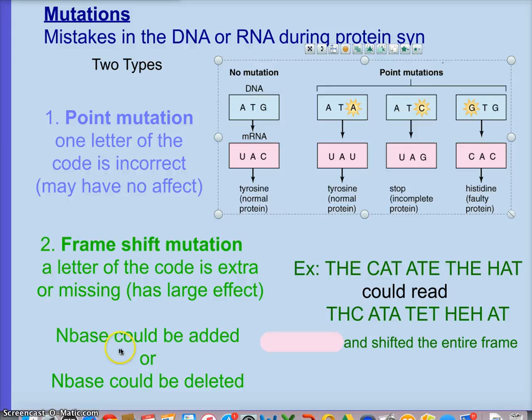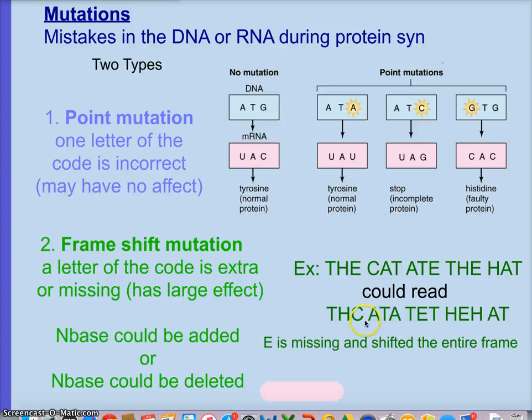So what's going to happen, either an N base is going to be added or an N base is going to be removed. And I know this question. How? Because these are chemical reactions. When nucleotides are combining, sometimes they combine incorrectly, yeah? When DNA is splitting and making a copy, sometimes errors occur. Okay, questions? So in this case, an N base was deleted right here. So they shifted the whole entire code.